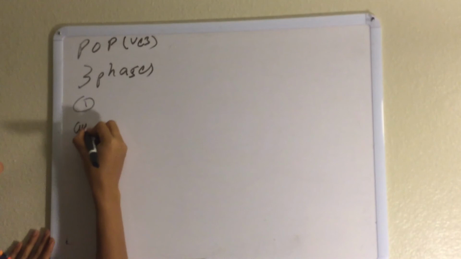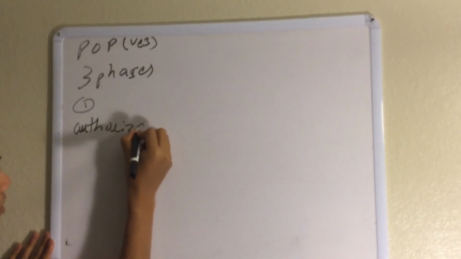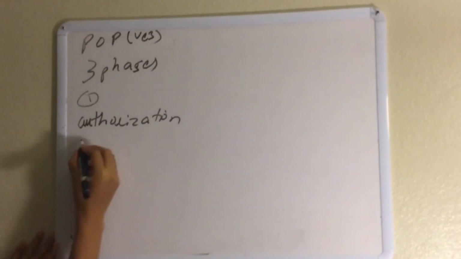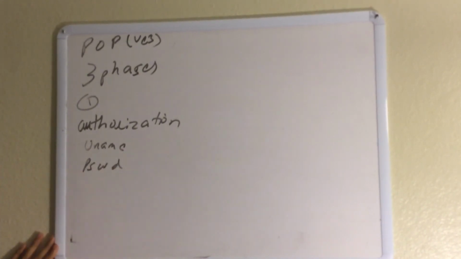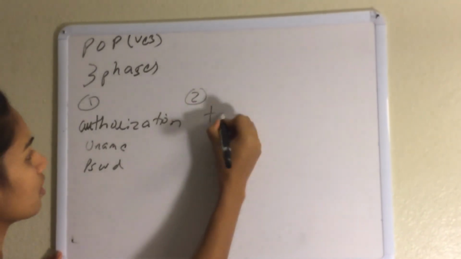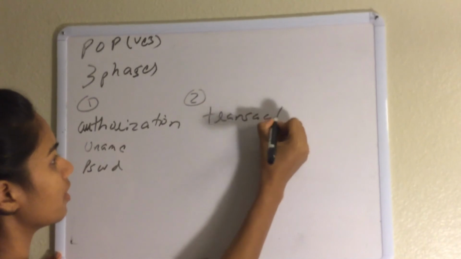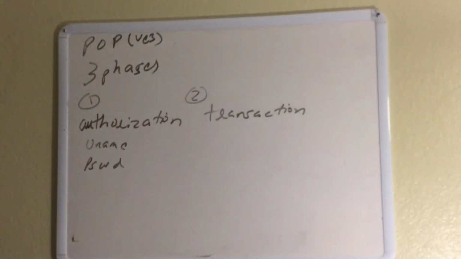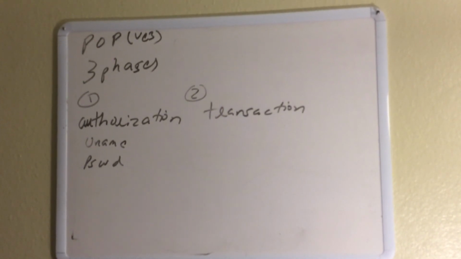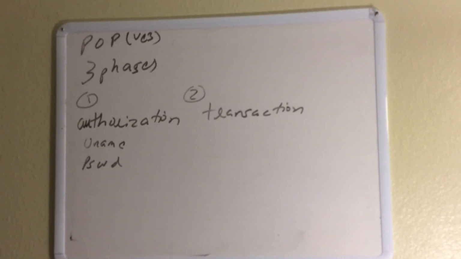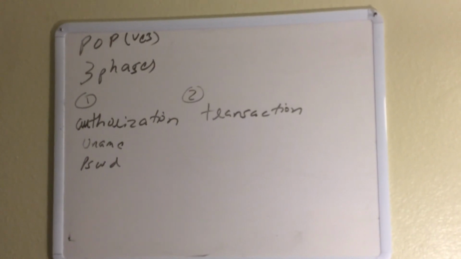First one is authorization. It's simple. Whenever we want to access our mailbox, we have to provide the username and password so that we can access our mailbox. That is the first step. Then the second phase is transaction. Here generally we can read our mail, delete our mail, or obtain mail statistics, like how many read or unread messages are there in a mailbox.